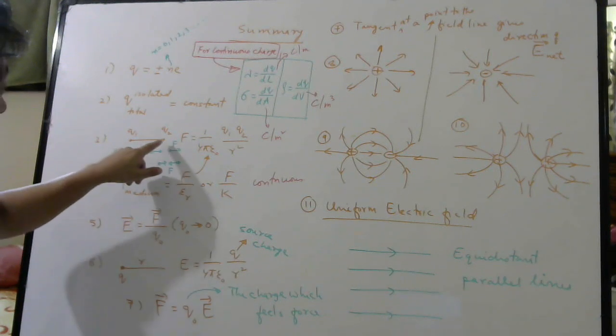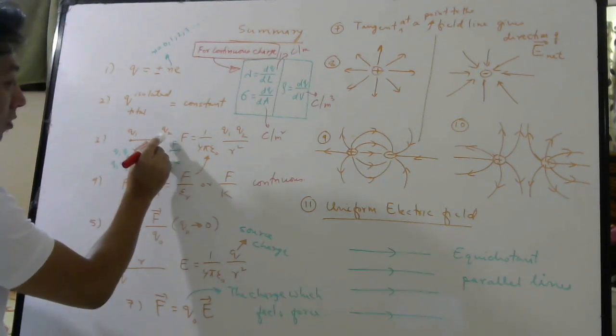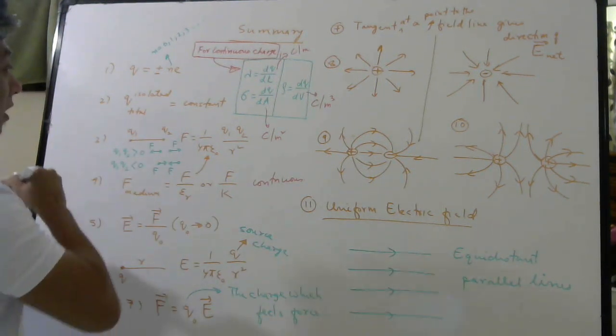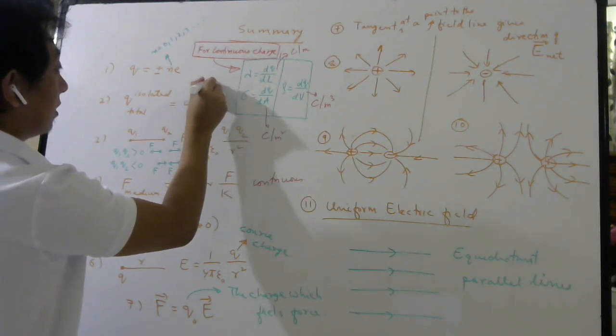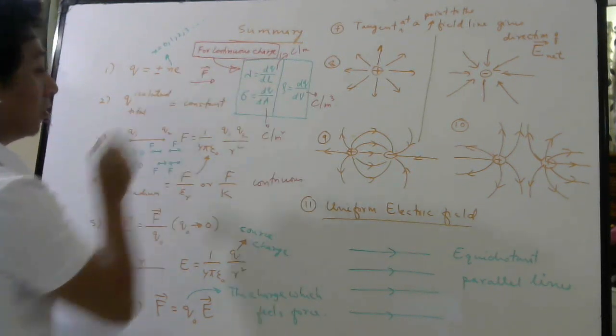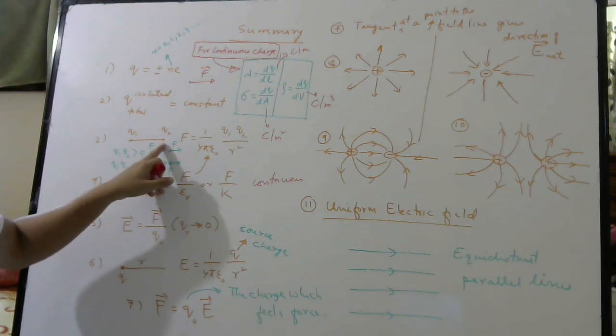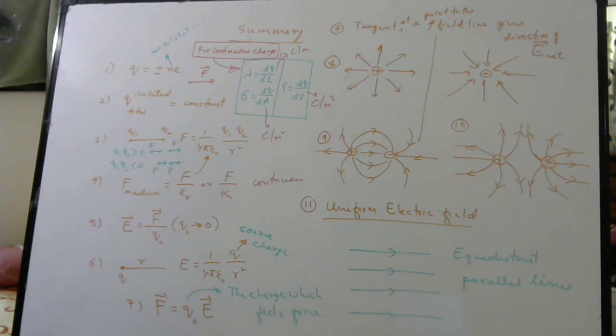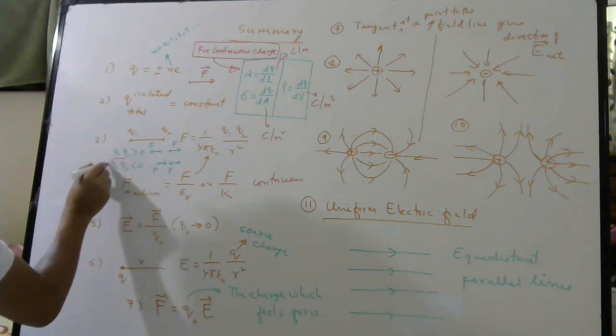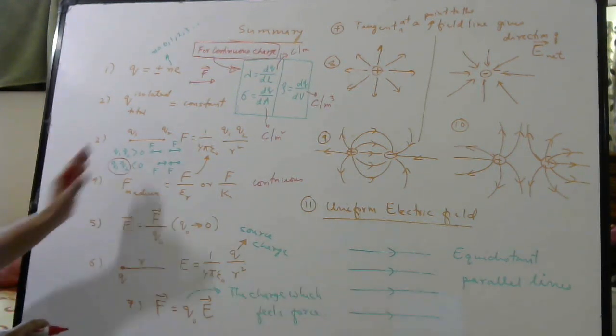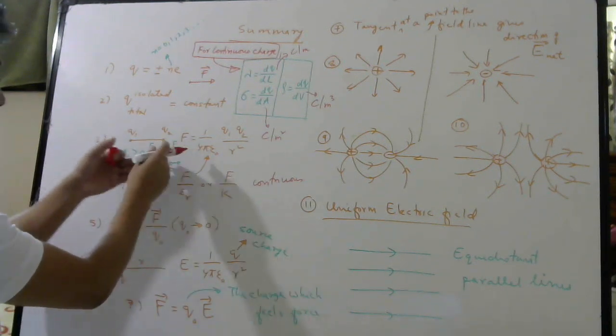If you want to show force on this charge, you have to draw the tail of the vector, right? Whenever you draw a vector like this, if this vector represents the force, the tail of the vector should be at the charge which is experiencing the force. And if the product of the charges is negative, matlab unlike charges, then the force is attractive.